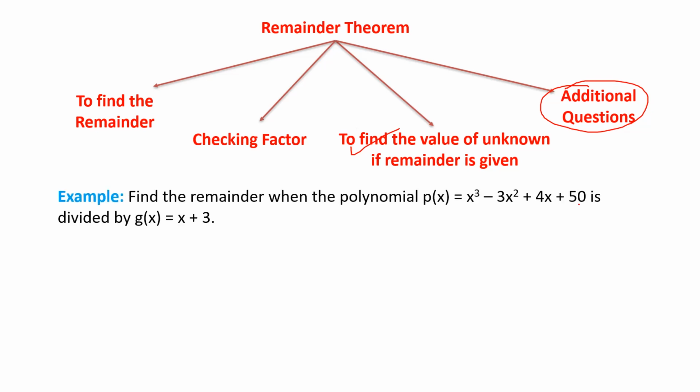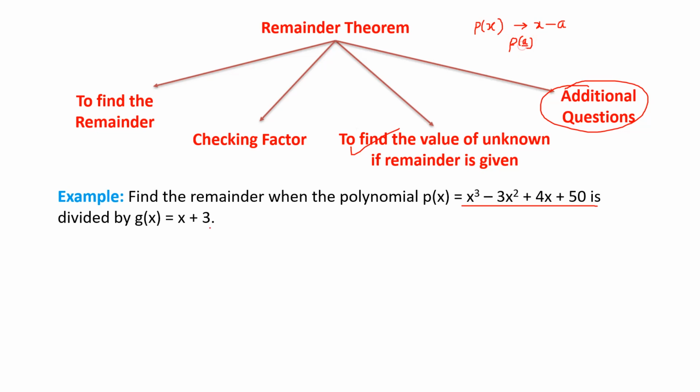Let us see one example. Find the remainder when the polynomial p of x is equals to x cube minus 3x square plus 4x plus 50 is divided by g of x. Okay, अभी remainder theorem थोड़ा सा recapitulate कर लेते हैं. अगर p of x polynomial है, if it is divided by x minus a, then p of a is the remainder according to remainder theorem, right? So this is the statement.